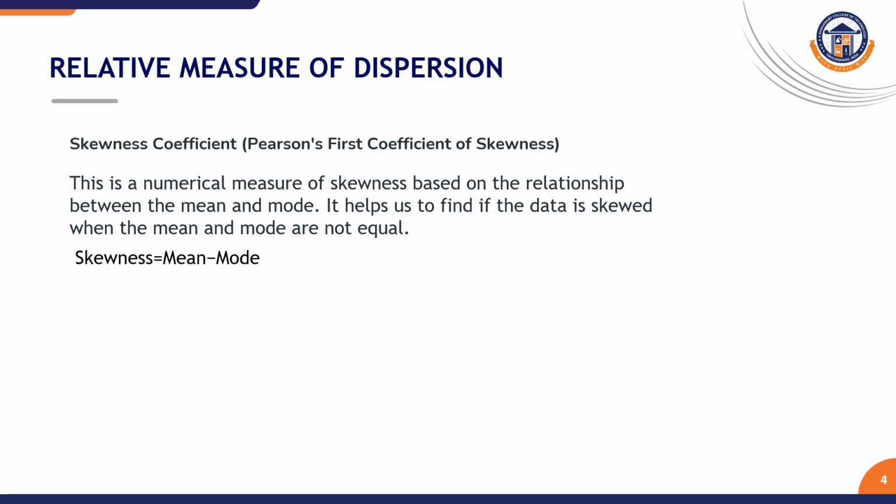Now let us come to the relative measure of dispersion. In the relative measure of dispersion, we have the skewness coefficient, or we can say Pearson's first coefficient of skewness. This is a numerical measure of skewness based on the relationship between mean and mode. It helps us to find if the data is skewed when the mean and mode are not equal. So, skewness equals mean minus mode.